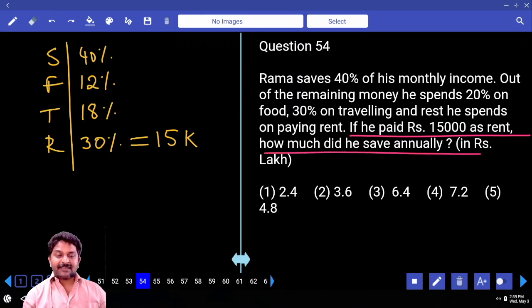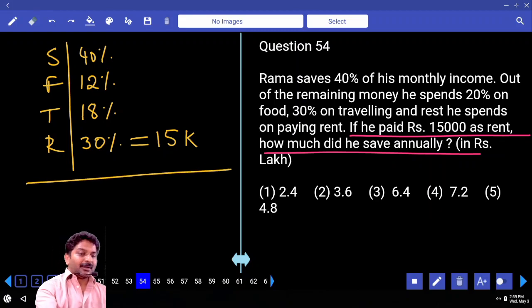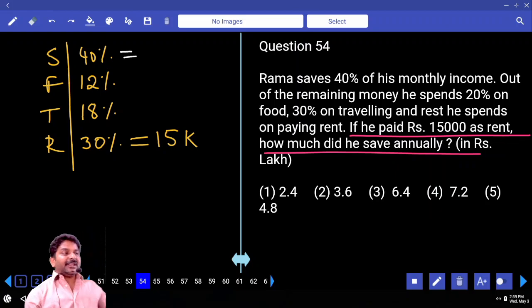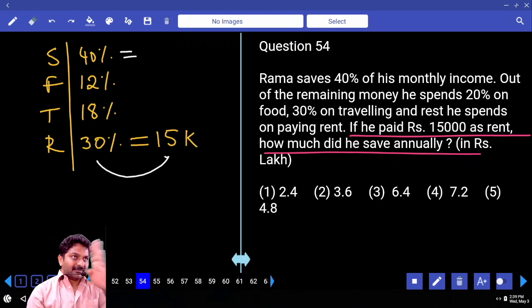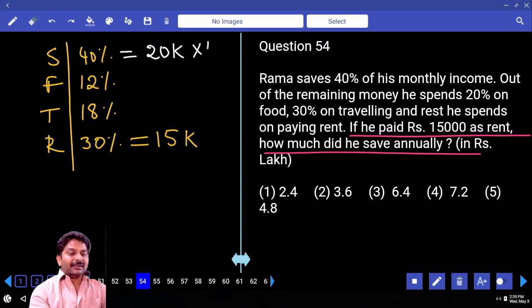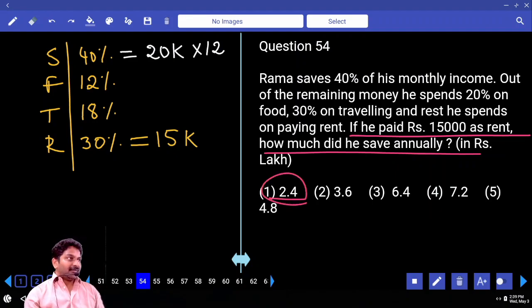How much did he save annually? These values are monthly, right? Now the question is about savings. If 30% is 15,000, then 40% is 20,000, and this is monthly, right? Annually in the sense into 12 only. That means 240k, which is 2.4 lakh.